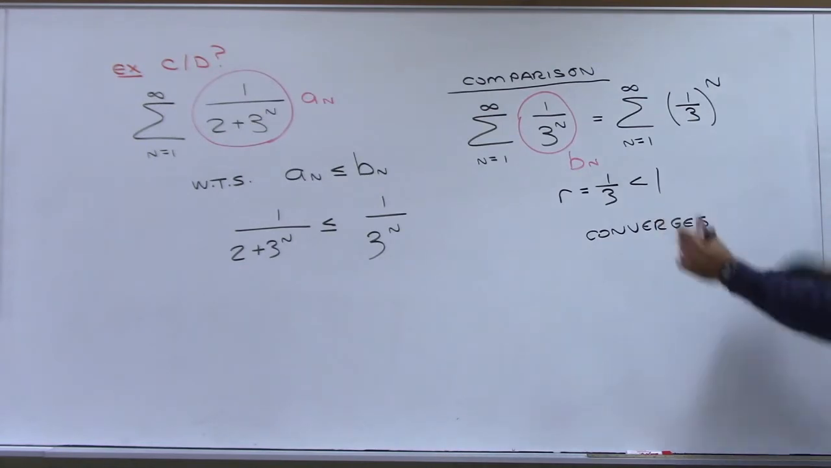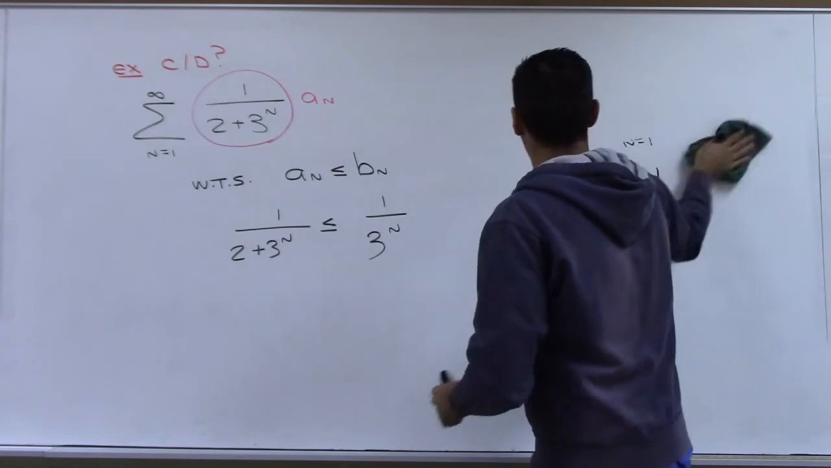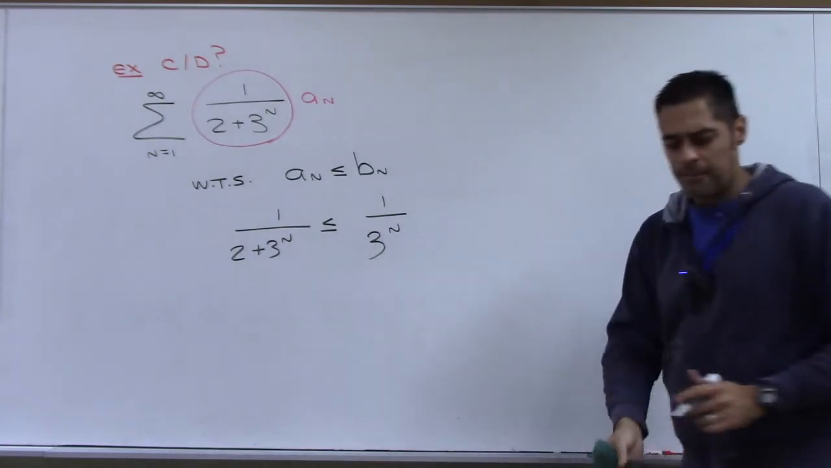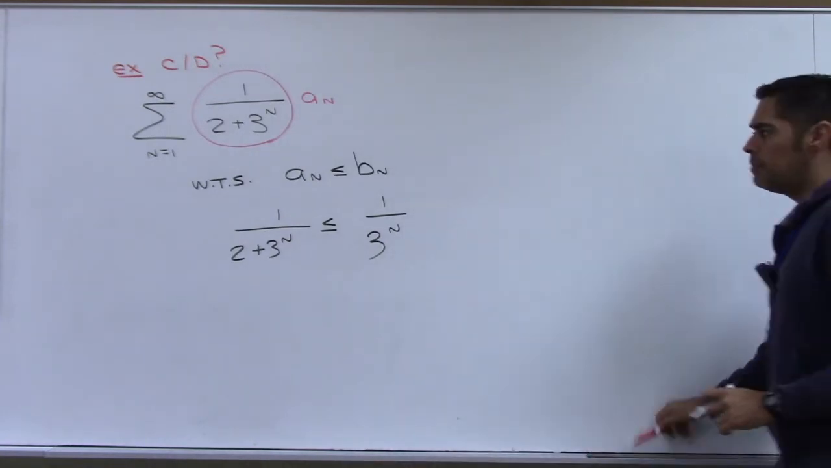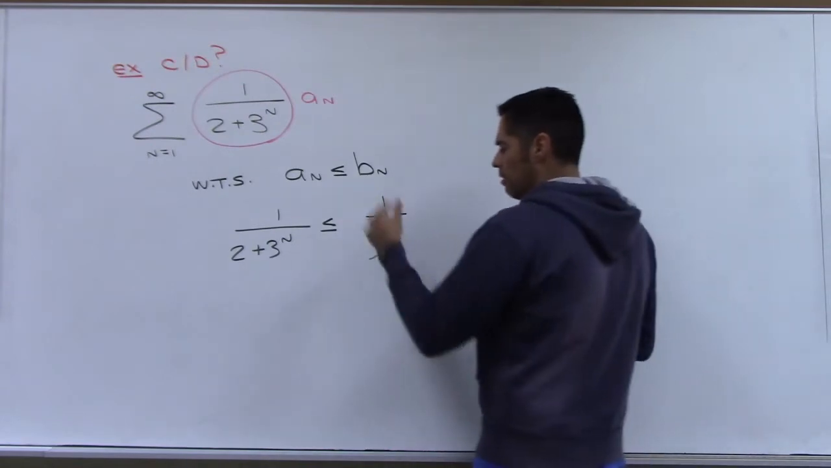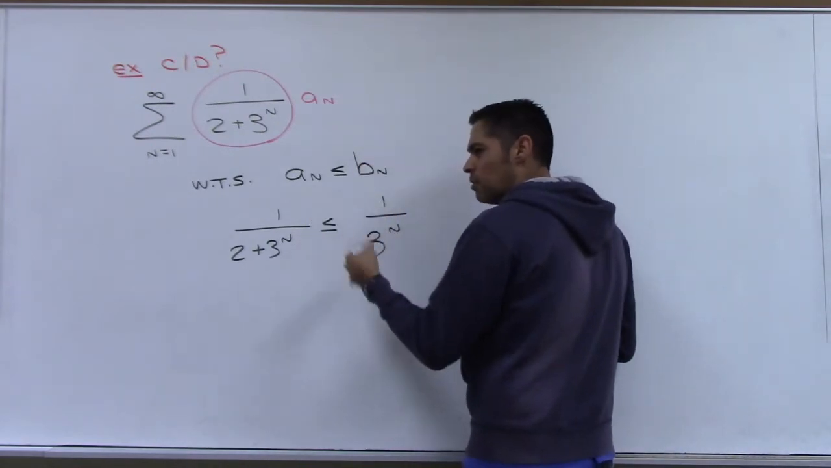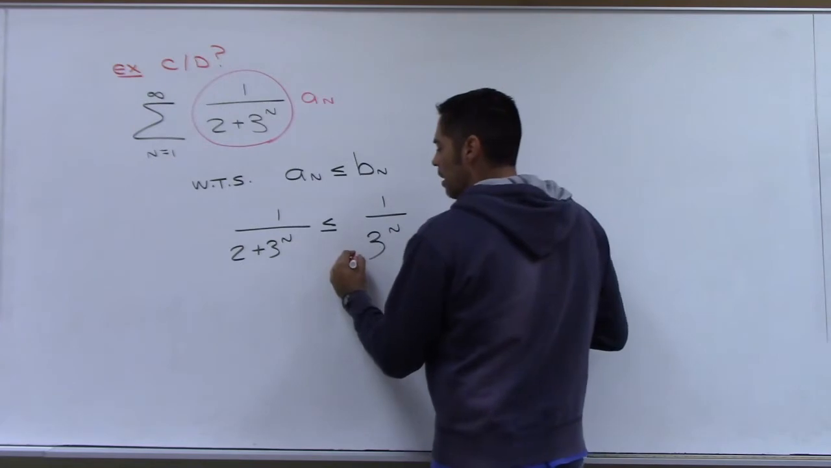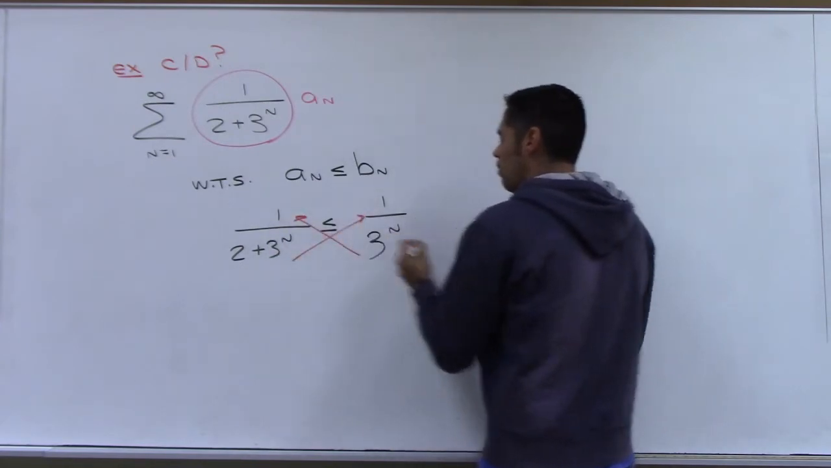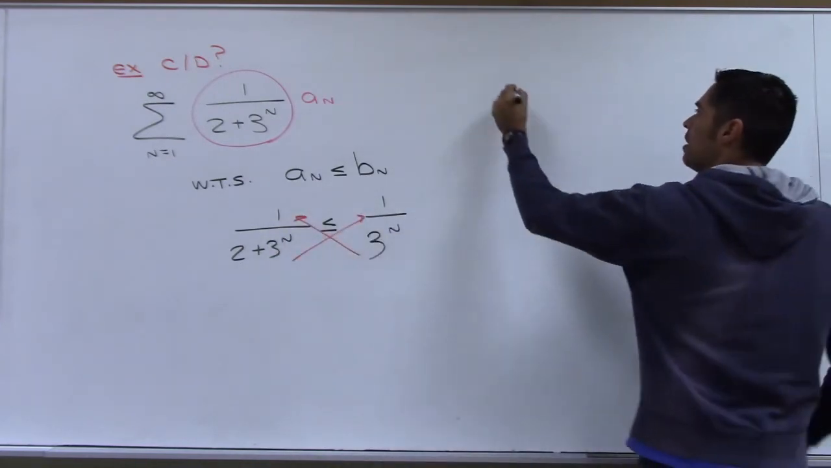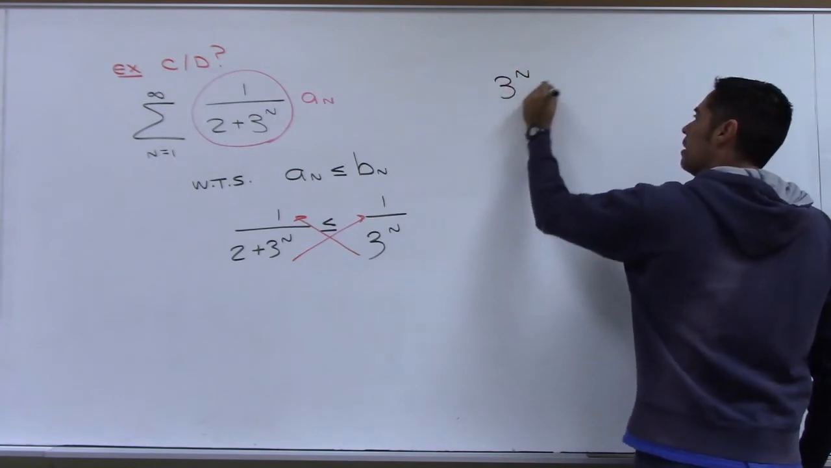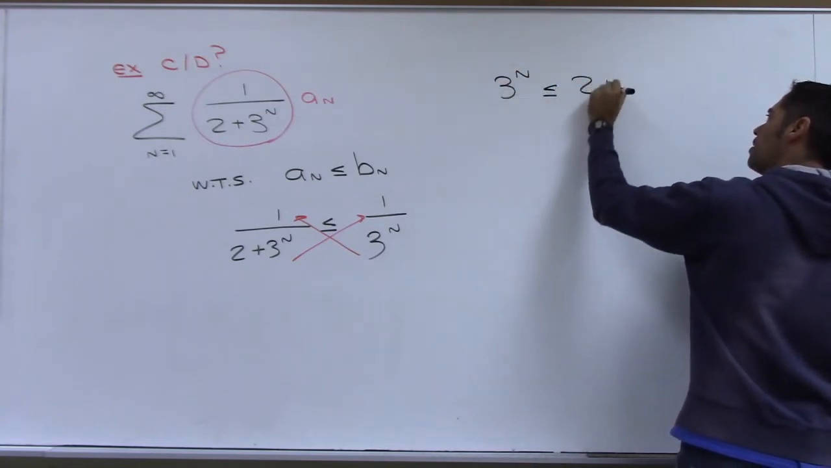So to show that that's true, we just work with the inequality. In my homework videos, I call it cross-multiplying, but it's not technically cross-multiplying. You're going to clear the fractions. What's going to wind up happening is that the 3 to the n is going to appear on the left, less than or equal to the right side, 2 plus 3 to the n.